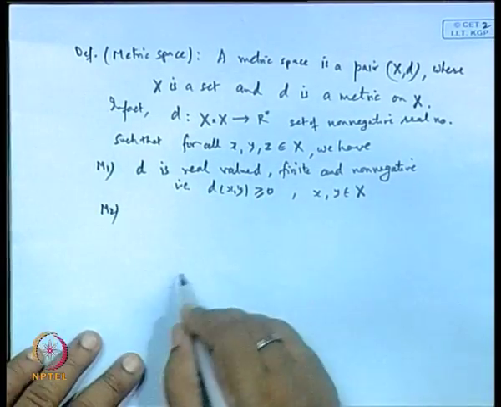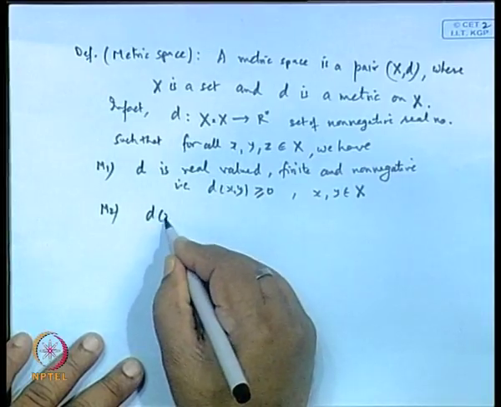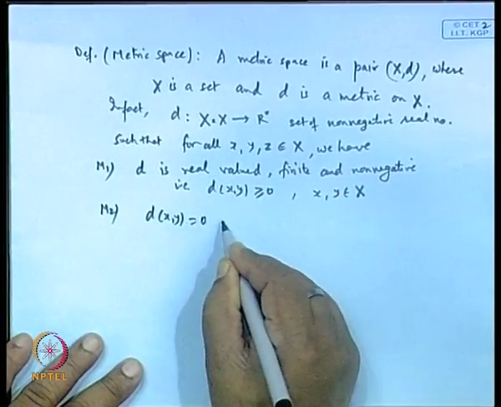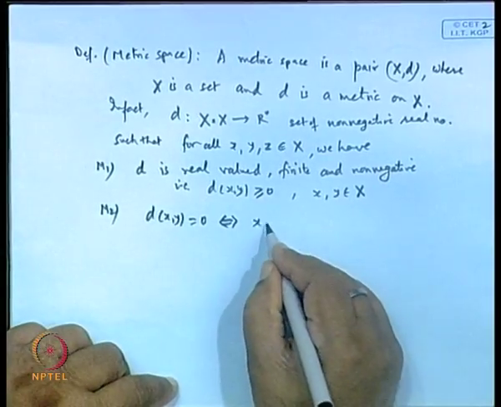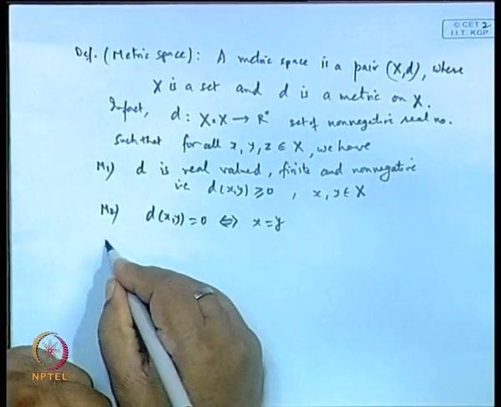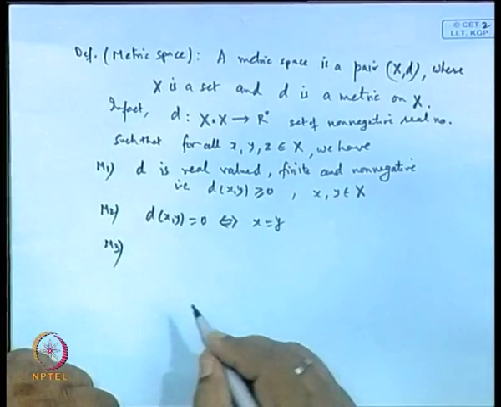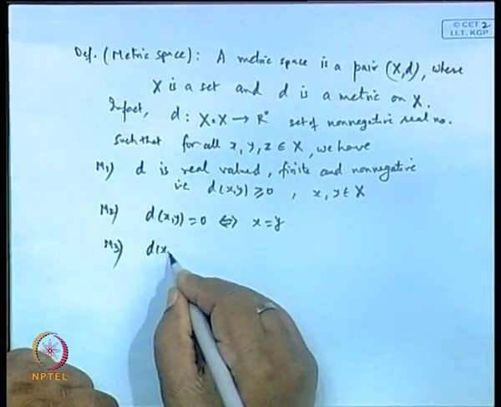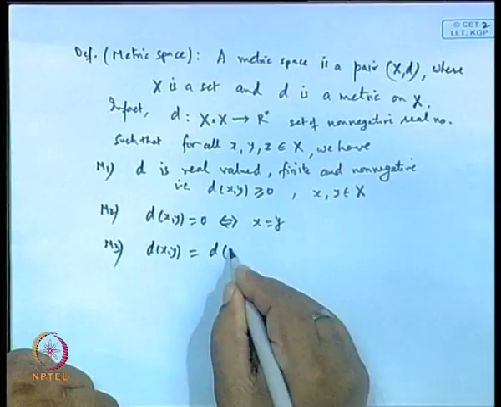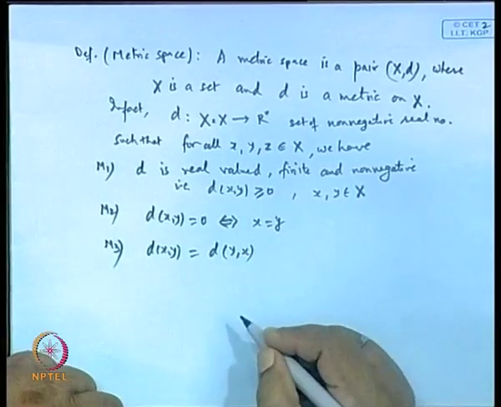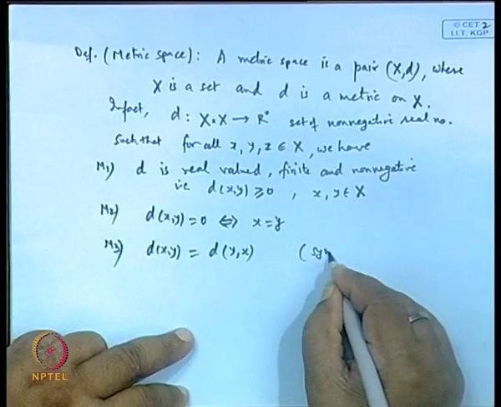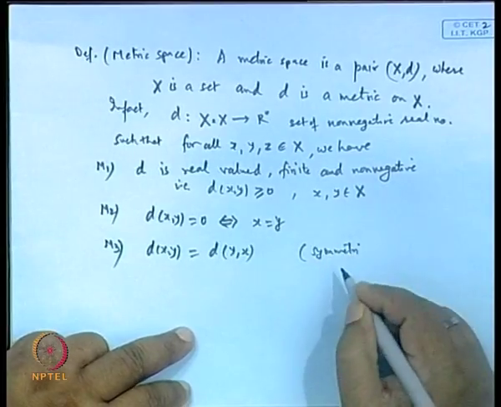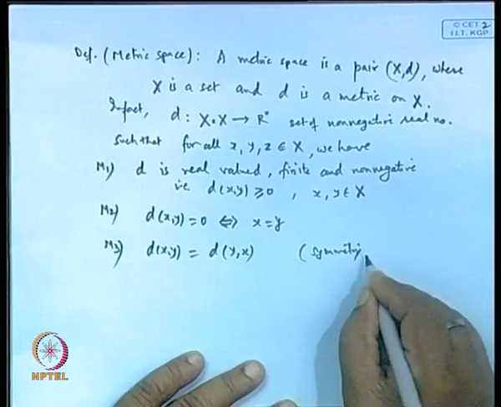Second, d(x, y) is 0 if and only if x is equal to y. And third, d(x, y) equals d(y, x), that is, d is a symmetric function with respect to x and y. So, symmetry is there.